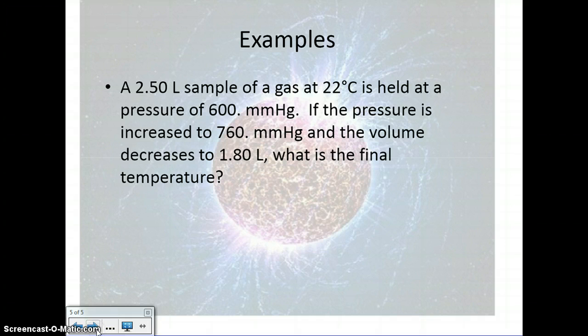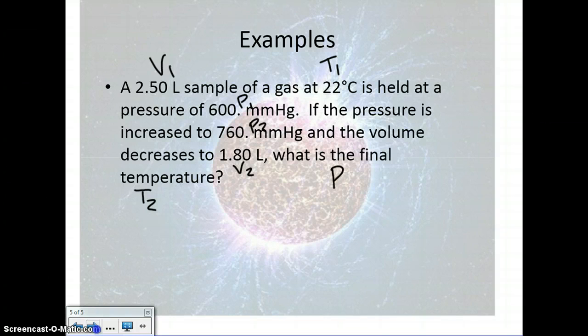Okay, this one is a little bit different. So we have a 2.5 liter sample, so that's going to be V1. With a temperature of 22, so that is T1. It's held at a pressure of 600 millimeters of mercury. That is P1. If the pressure is increased to 760, that's P2, and the volume decreases to 1.8, what is the final temperature? So we're looking for T2.